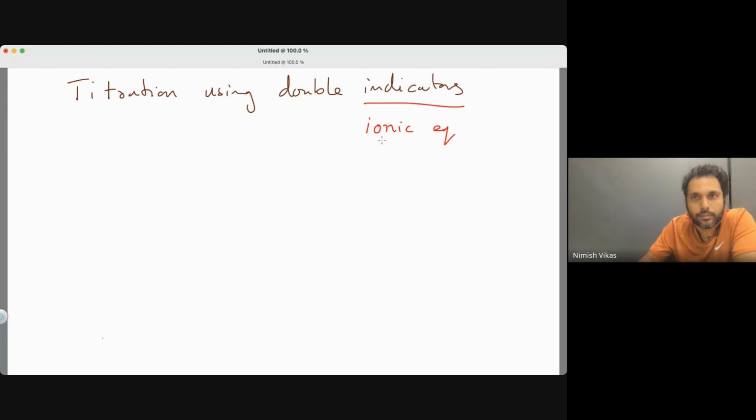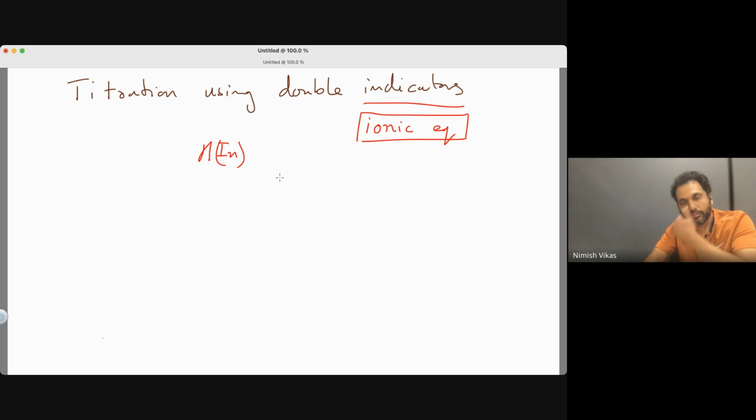Ionic equilibrium. You'll realize that those indicators are also either weak acids or weak bases themselves. You need not know much about it, but I'll just tell you something. Like suppose HCl is an acid, say the indicator is HIn. In is the anionic part of the acid.